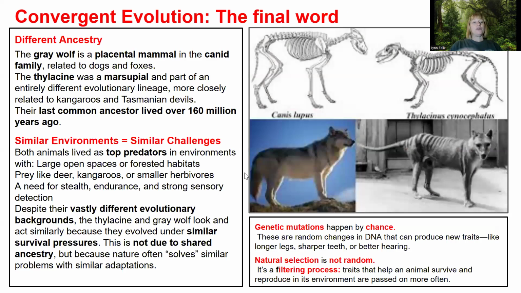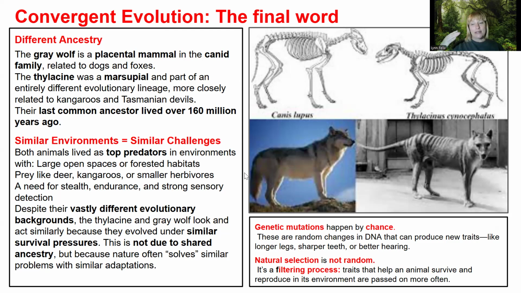All right. If we're looking at different ancestry, this is the final word on convergent evolution, guys. So different ancestry. You look here, you'll see that there's the skeleton of the Canis lupus, the gray wolf, and the thylacine. So the gray wolf is a placental mammal in the canid family, and it's related to dogs and foxes. Different ancestry. The thylacine was a marsupial and part of an entirely different evolutionary lineage, more closely related to kangaroos and Tasmanian devils. Their last common ancestor lived over 160 million years ago.